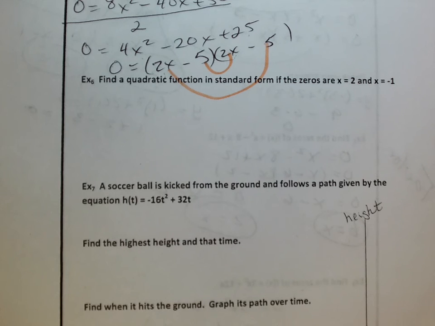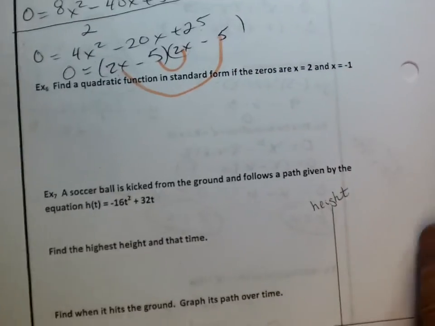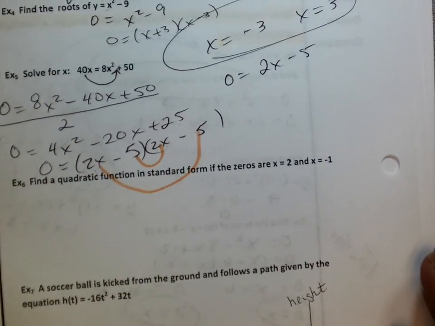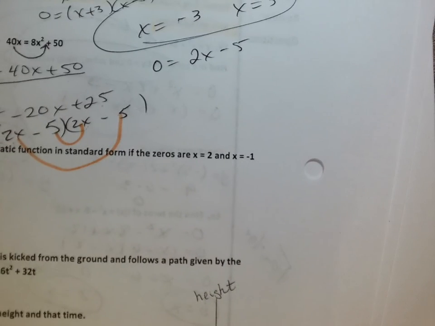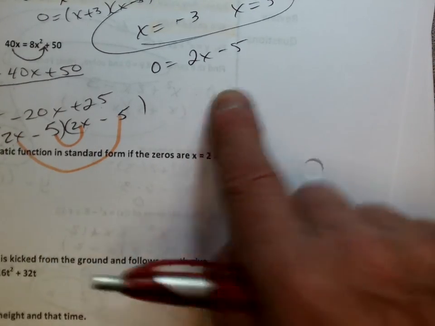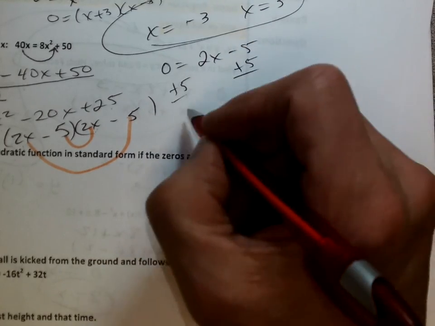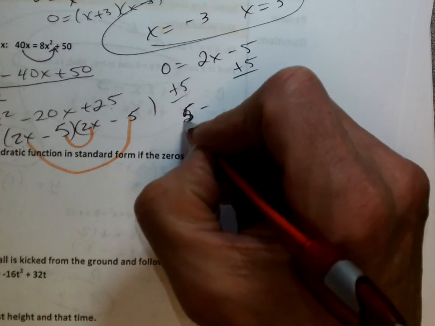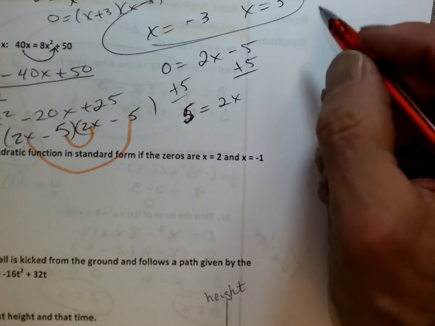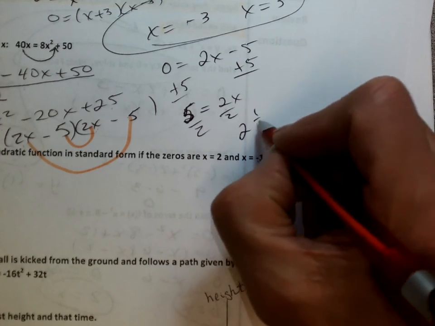Now we're not done yet because we have to have our mini equations, right? So let's do our mini equations. One mini equation is 0 equals 2x minus 5. The other mini equation would be the same thing, wouldn't it? Do I really need to write it twice? We get the same answer. So plus 5, 5 equals 2x. Divide by 2, divide by 2. 5 divided by 2 is 2.5.